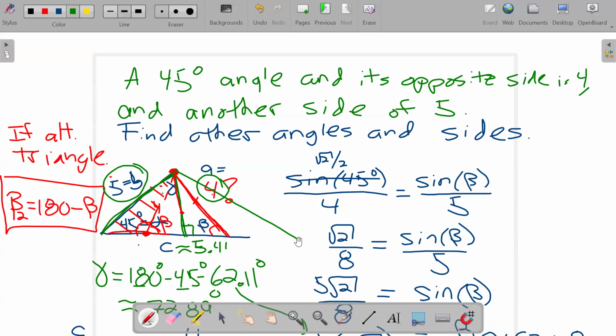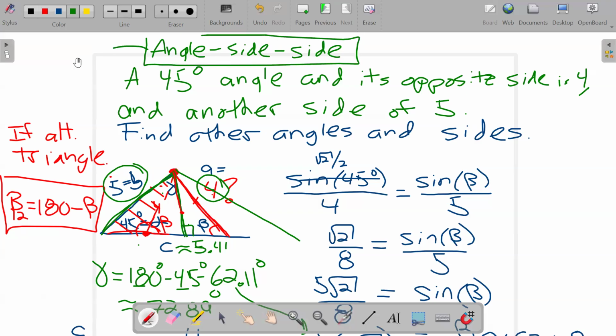And this happens when we have a situation that is in the form of given an angle, followed by a side, followed by another side. Situations like that can possibly have a second version of the triangle. But wouldn't the opposite side have to be smaller?